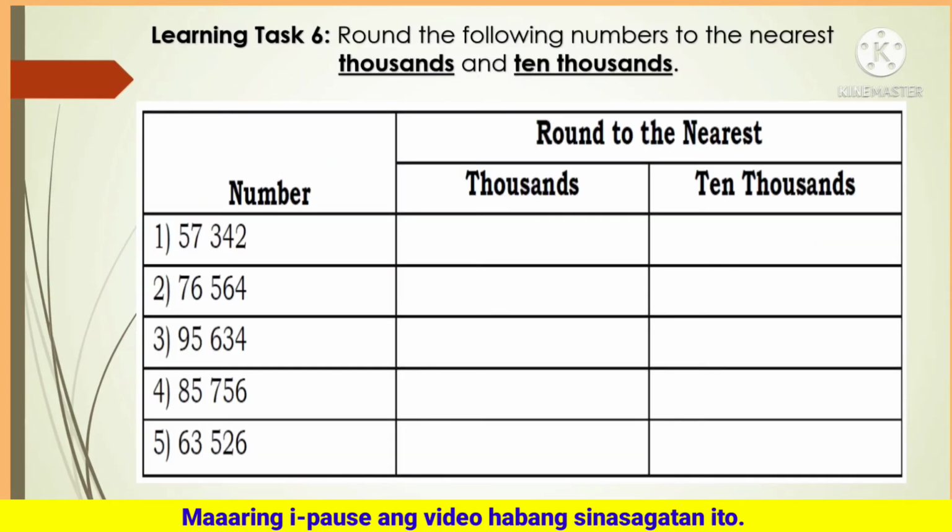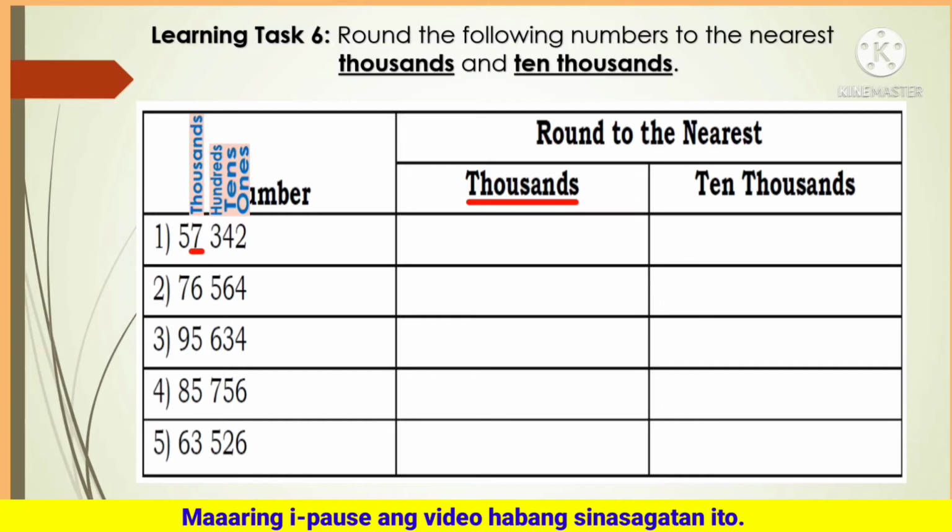Learning task 6. Round the following numbers to the nearest thousands and 10,000s. So, para bigyan ka ng example, ay sasagutan ko ang number 1. So, we have 57,342. Unahin natin i-round off sa nearest thousands. Step 1. Alamin natin kung alin ang digit na nasa thousands place. Okay. Ones, tens, hundreds, thousands. So, ang nasa thousands place ay 7.